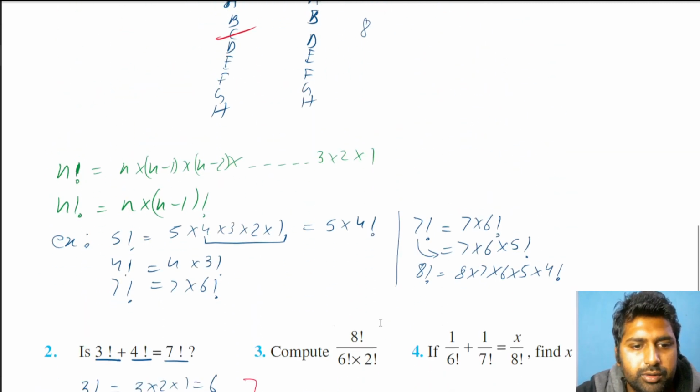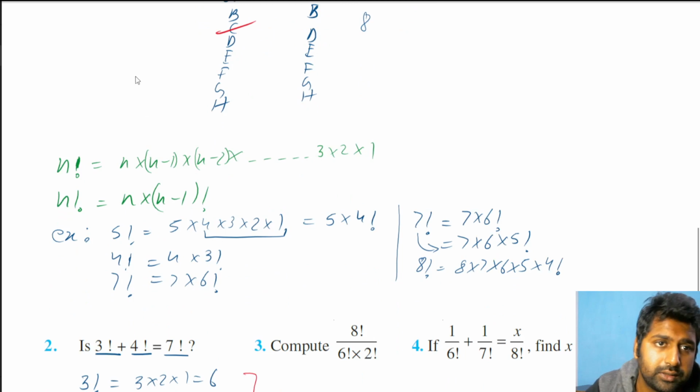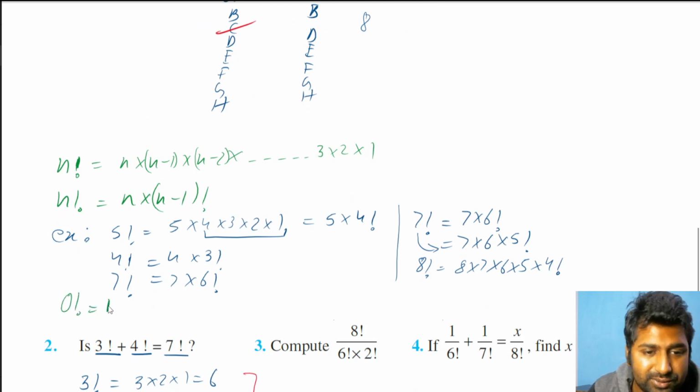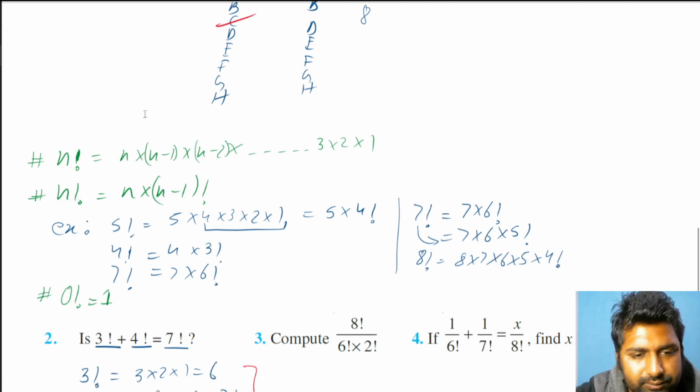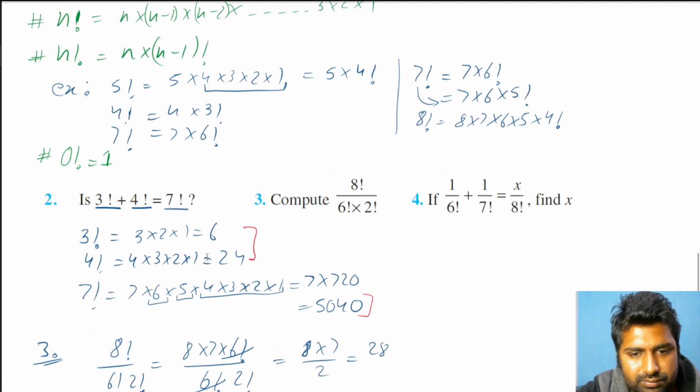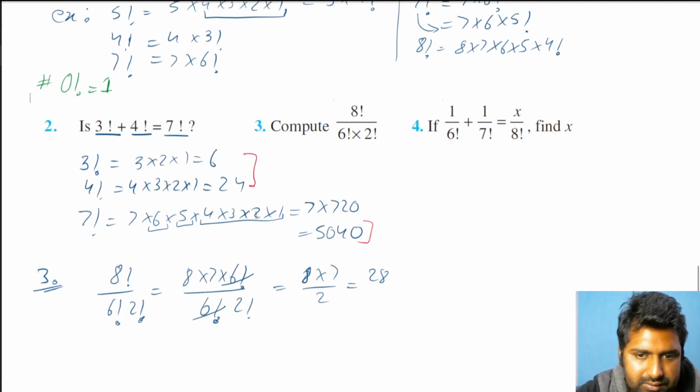Oh, I remember one more important thing regarding factorial. 0 factorial is 1, not 0. Okay, do remember these points. What's n factorial? N factorial can be broken into n minus 1 factorial, and 0 factorial is 1. 1 factorial is also 1. 2 factorial is 2 into 1.